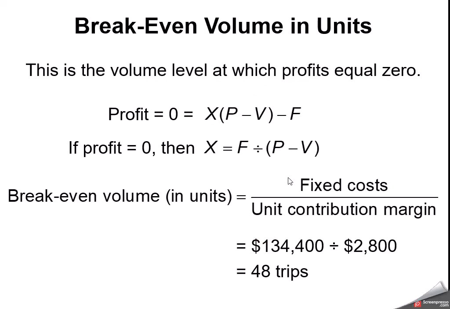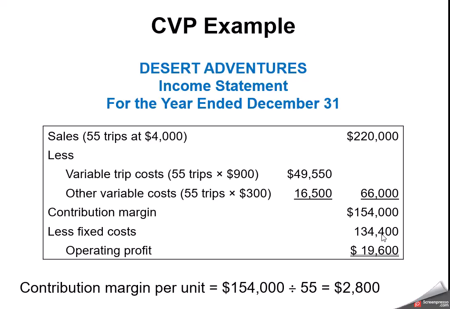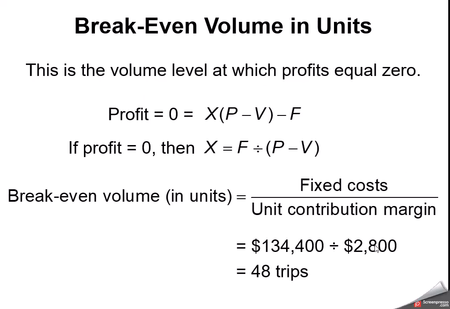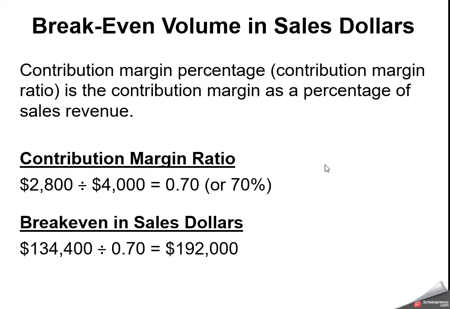Our break-even point is our fixed cost divided by our unit contribution margin. If we go back to that example, the fixed costs are $134,400, and our contribution margin is the $4,000 selling price per trip minus $900 minus $300 for the two different variables, which gives you $2,800. Then you take your fixed costs divided by the unit contribution margin to get the number of trips you would need to take to break even.